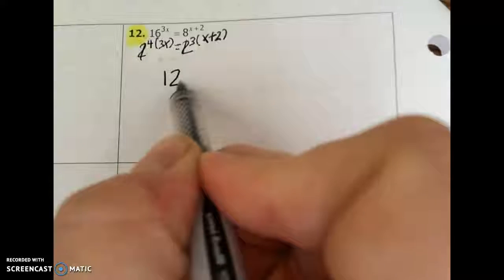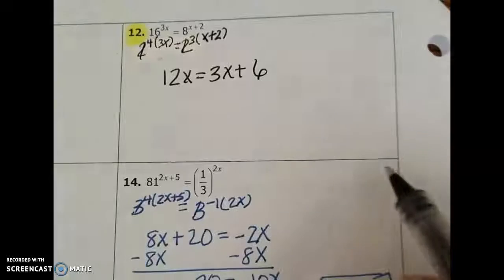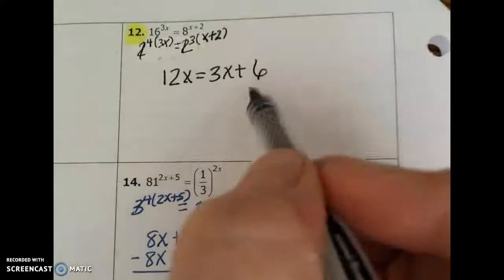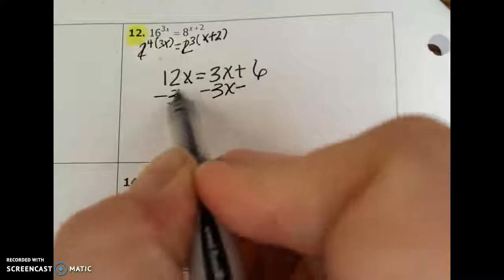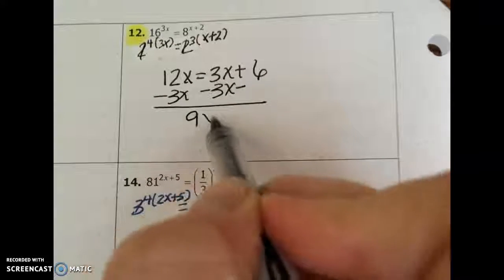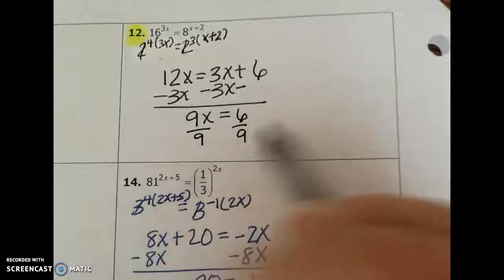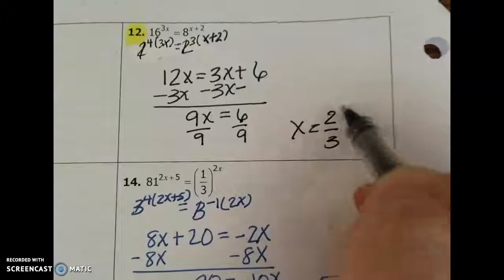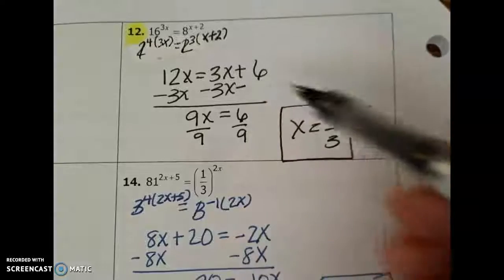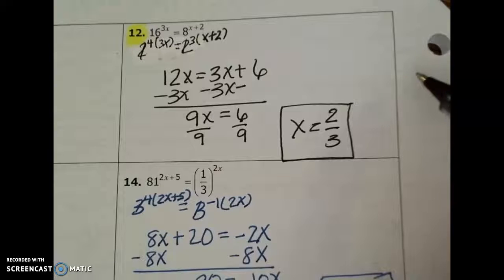And I'm left here with 12x equals 3x plus 6. And then I'm going to subtract 3x from both sides. So we get 9x equals 6. Divide by 9. And we get x equals, when I reduce it, 2 over 3. So hopefully the solving part is not what's giving you a problem. It's more finding your like bases. So that was 12 from the notes.